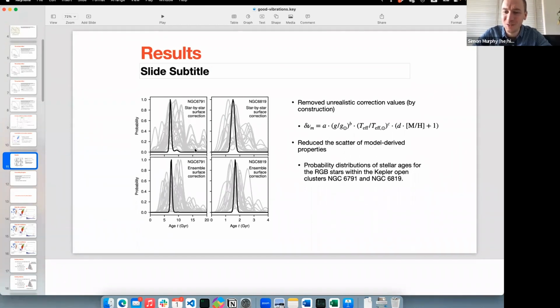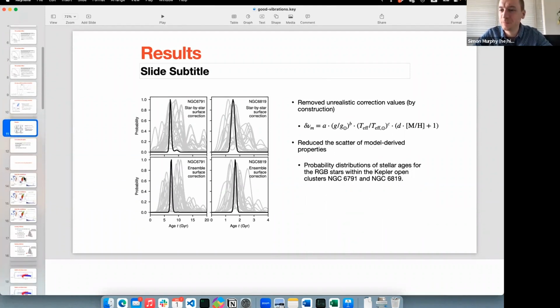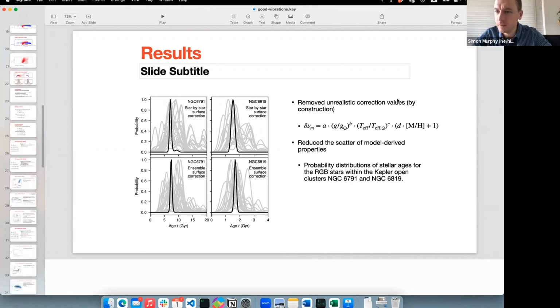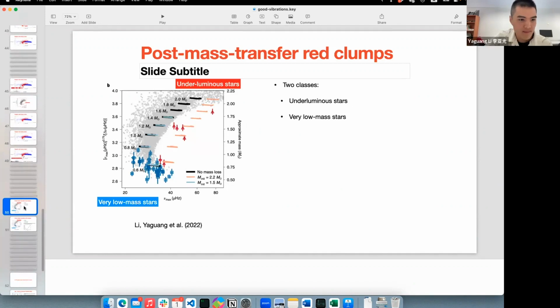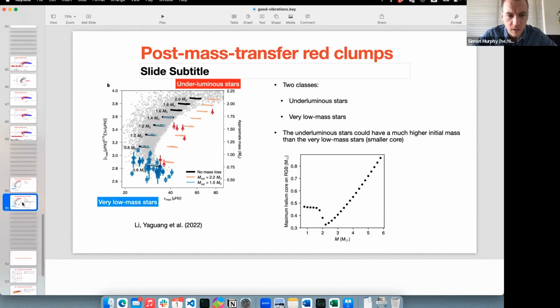Do we have any more questions for Yaguang? I don't see any hands raised at the moment. If you could go to the slide on your underluminous stars, which stand out very nicely in that diagram. Yeah, so the implication here is that the underluminous stars, have they necessarily lost mass to a companion, or are they just shedding mass on the red giant branch through other mass loss processes? What do you think is happening there?